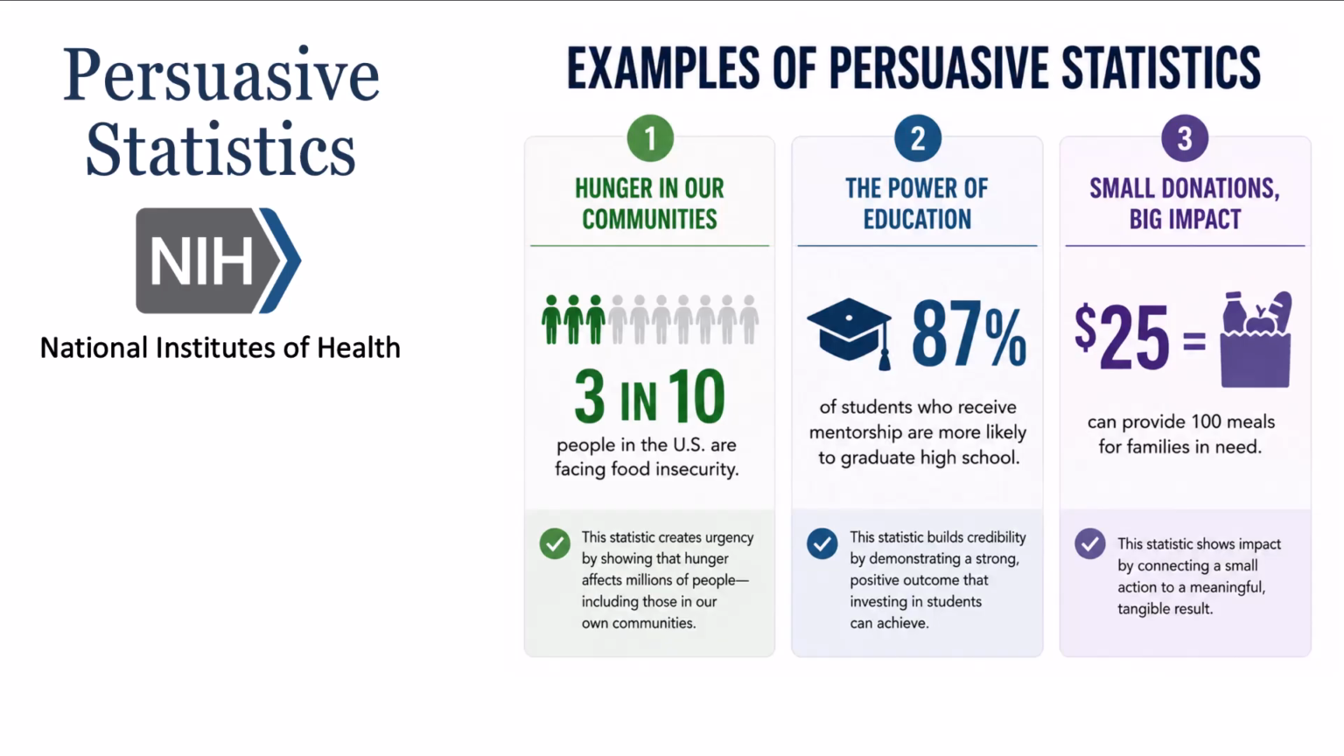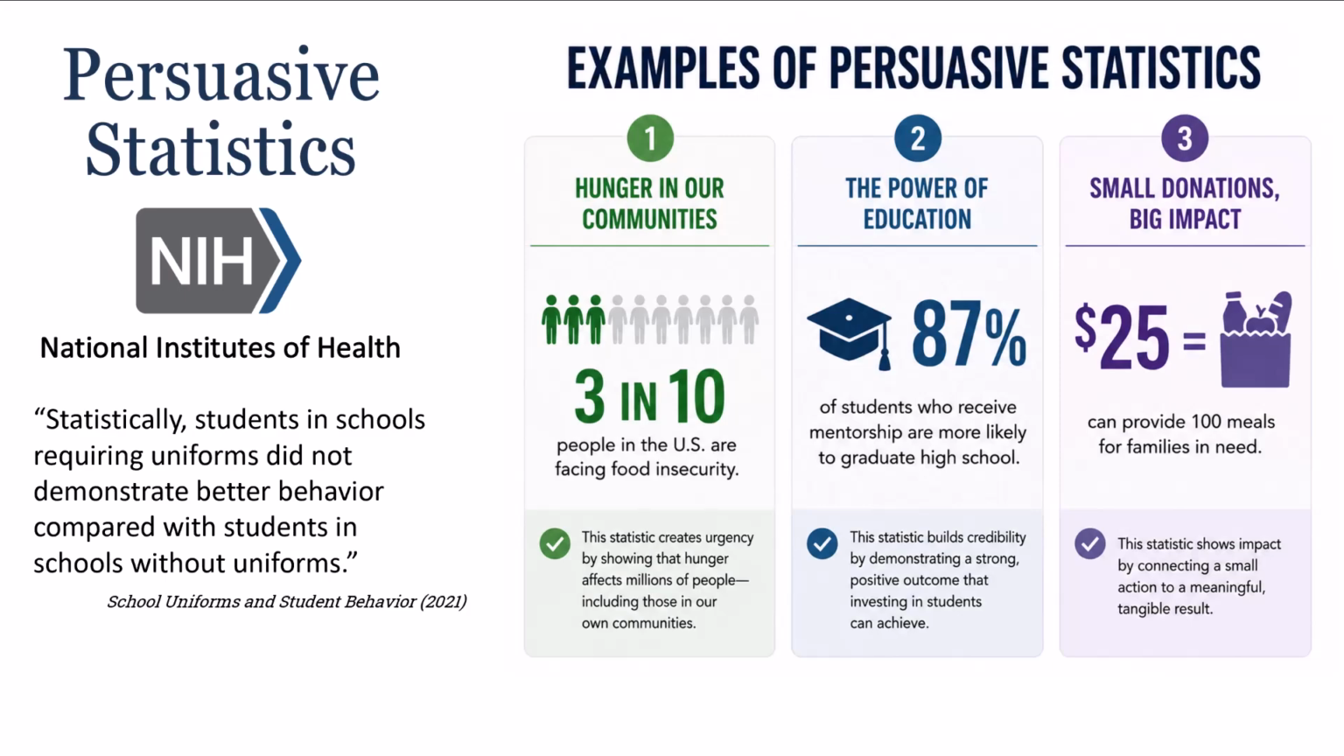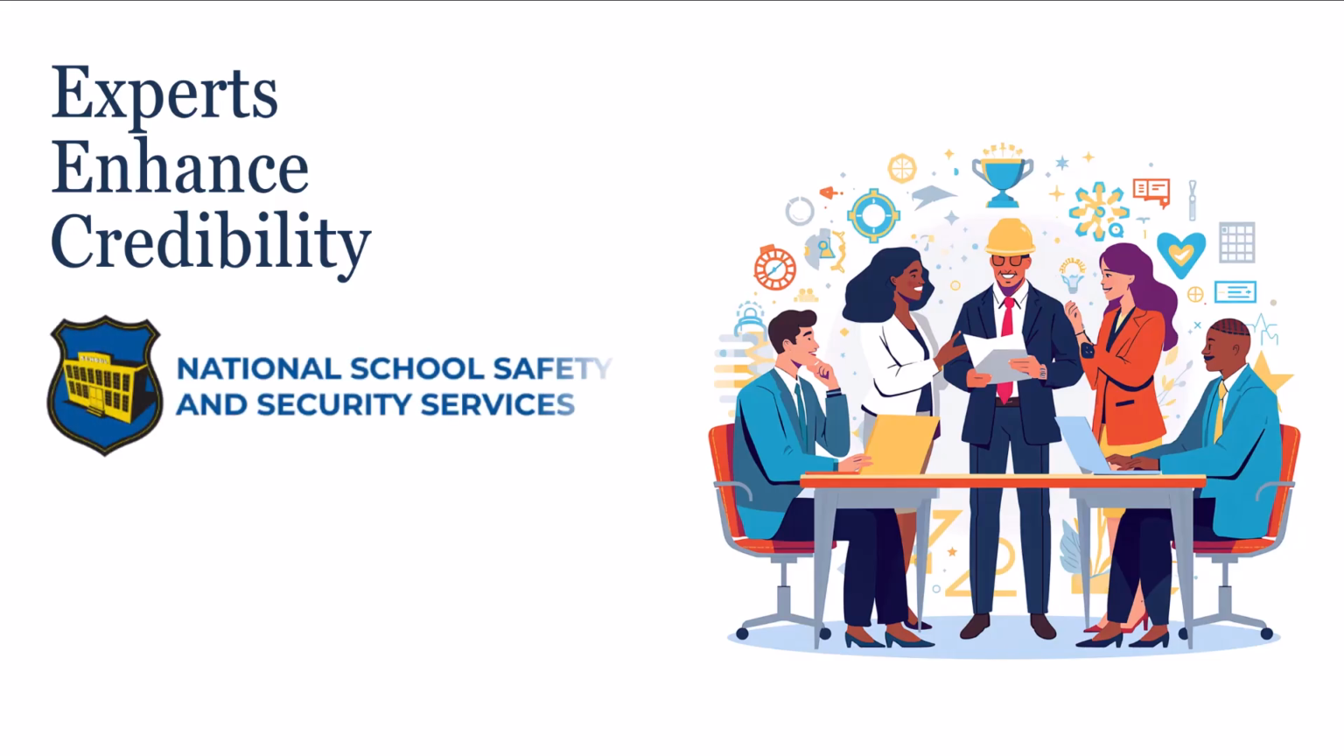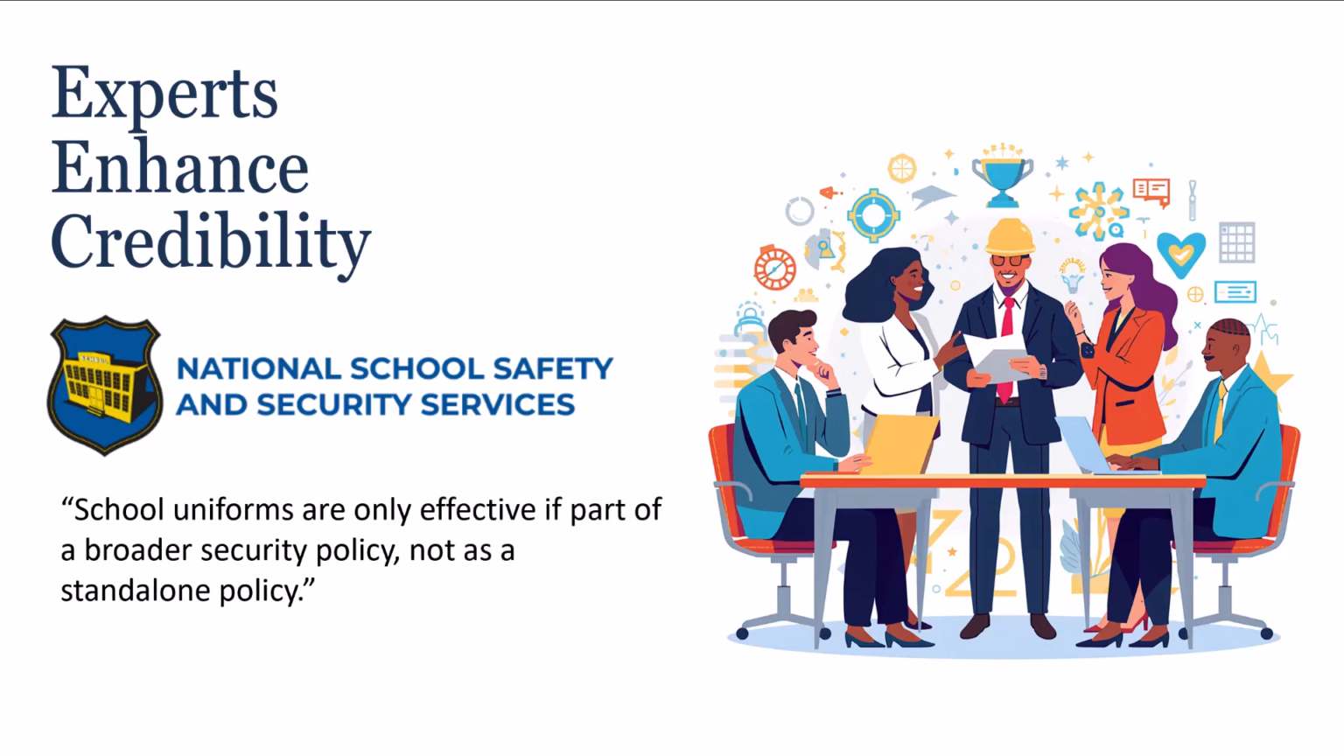When it comes to improving discipline in the classroom, you could offer a statistical study, like the one by the National Institutes of Health, which found that students in schools that require uniforms do not demonstrate better behavior than non-uniform schools. When it comes to making schools safer, you could cite experts like the National School Safety and Security Services, which found that school uniforms are only effective when part of a broader security policy and not as a standalone policy.